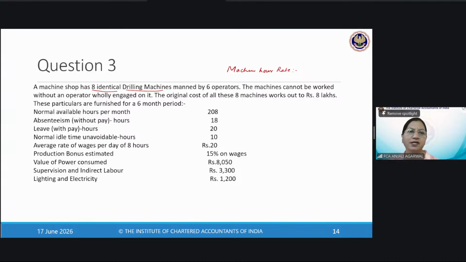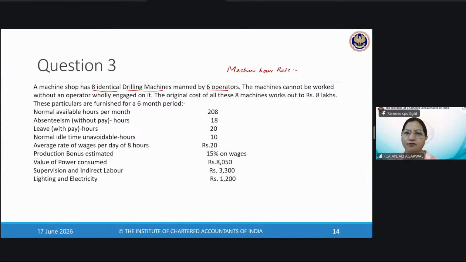A machine shop has 8 identical drilling machines which are manned by 6 operators. The machines cannot be worked without an operator wholly engaged on it. It itself implies that at a time only 6 machines would be running.